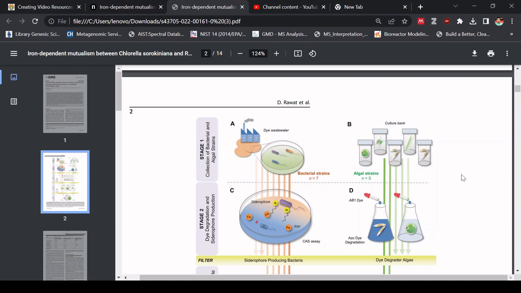Hello, I'm Dr. Deepak Rawat, and in this lecture, I will explain how I made the algal bacterial consortium, which I use for treatment of textile wastewater.